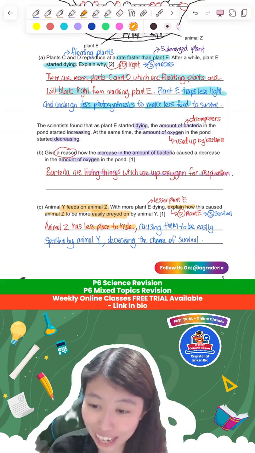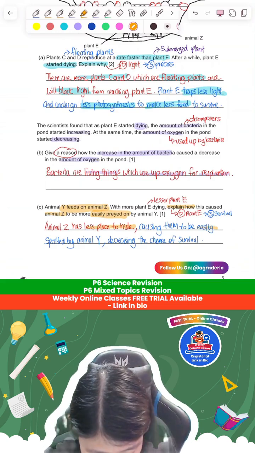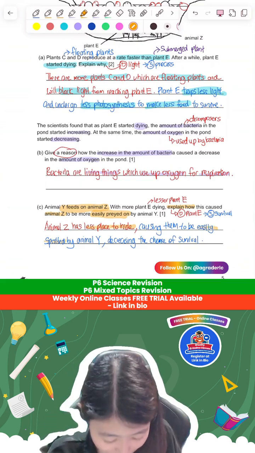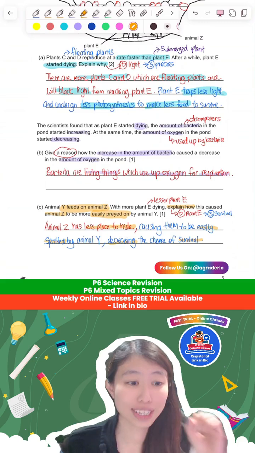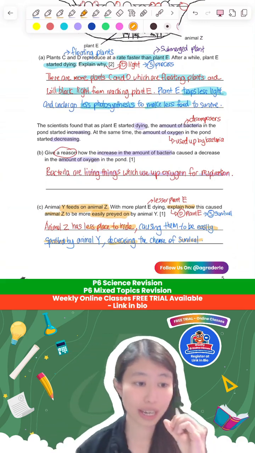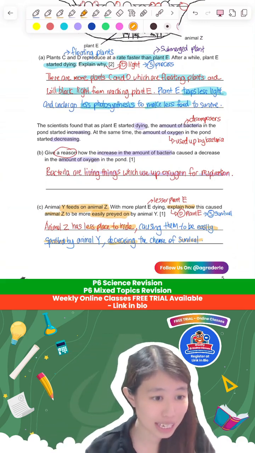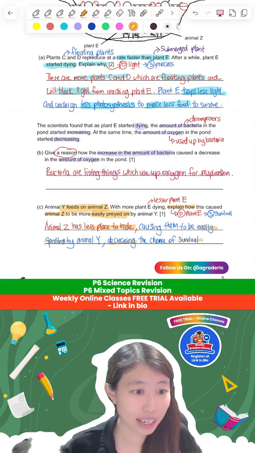I'm going to highlight the key thing. Less place to hide, so they'll be easily spotted, so it decreases the chance of survival. Please take note to mention that it decreases the chance of survival. Yes, so it's easier for them to get caught. Okay, very good, Jake.